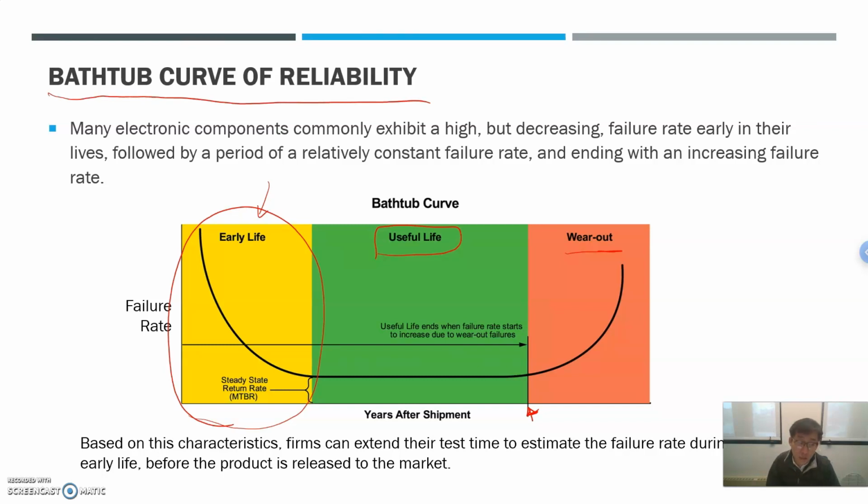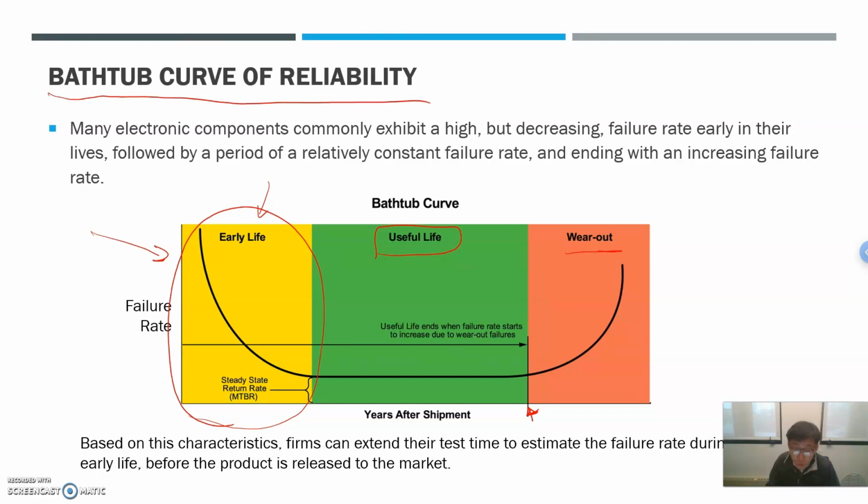This conceptually helps you understand the different failure rates during the different phases. If you're a manufacturer, you need to focus on reducing the early life failure rate, because after the early life, the failure rate is usually pretty random, pretty stable. So let's say early life is measured at 200 hours, and you can use 200 hours as a lab testing time to study the failure rate during the early life.